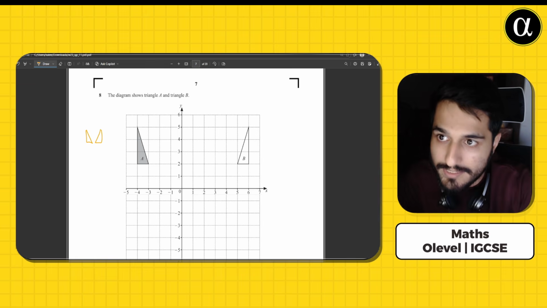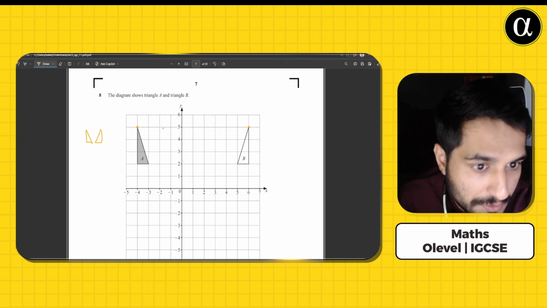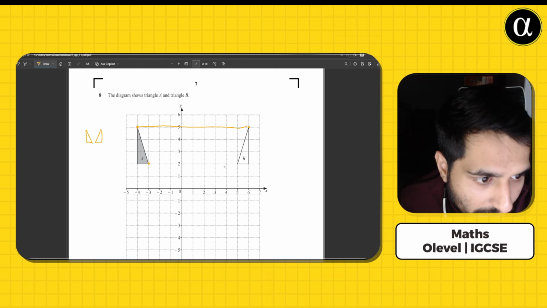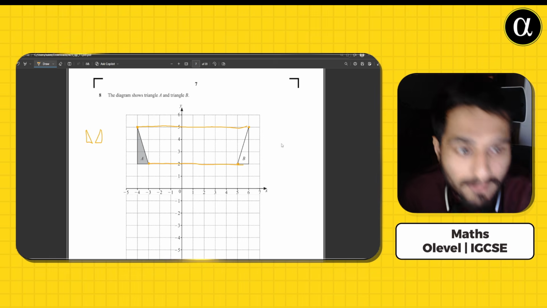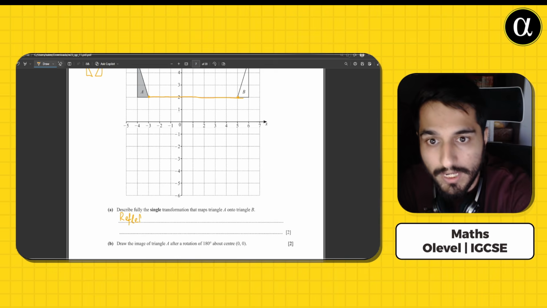So the third step to check whether this is reflection or rotation, we join the corresponding points. So when we do that, let's join the corresponding points. We check, are the lines parallel? Yes, the lines are parallel. If the lines are parallel, we know that this is going to be reflection. So we write reflection. But is this going to be the answer? We are not going to get full marks for this.